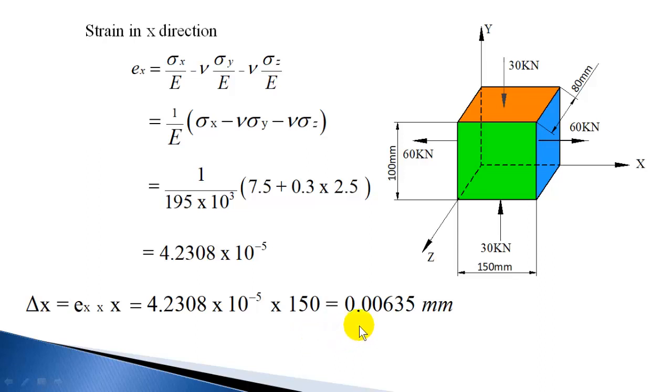So in 150 mm you have to multiply strain with the distance in x direction. So you get 0.0635 mm as the increase in length in the x direction. So the block dimension in x direction will increase by this amount.